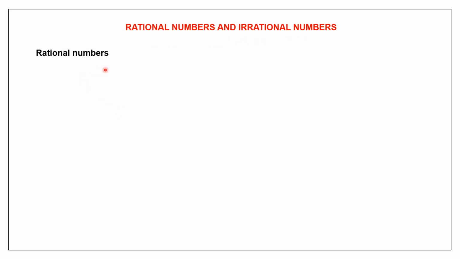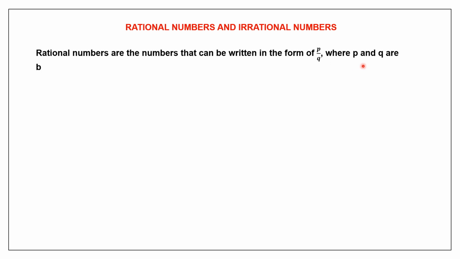Now rational numbers are the numbers that can be written in the form of P by Q, where P and Q are both integers and Q is not equal to 0. Any number that can be written in the fraction form, such a way that Q, the denominator, is not equal to 0, are called rational numbers.